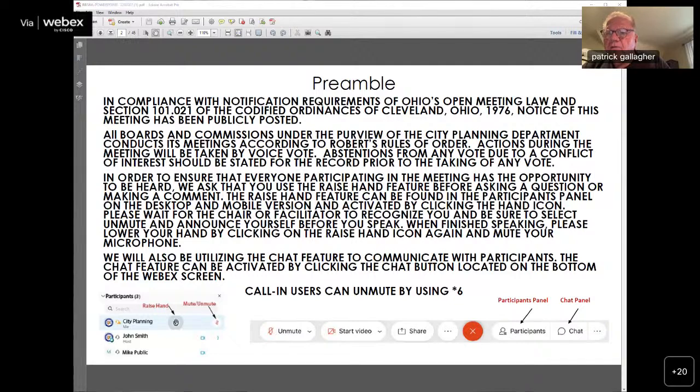Abstentions from any vote due to a conflict of interest should be stated for the record prior to the taking of any vote. In order to ensure that everyone participating in the meeting has the opportunity to be heard, we ask that you use the raise hand feature before asking a question or making a comment. The raise hand feature can be found in the participants panel on the desktop and mobile version and activated by clicking the hand icon. Please wait for the chair or facilitator to recognize you and be sure to select unmute and announce yourself before you speak. When finished speaking, please lower your hand by clicking on the raise hand icon again and mute your microphone.